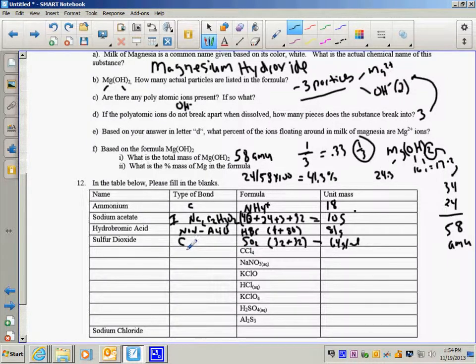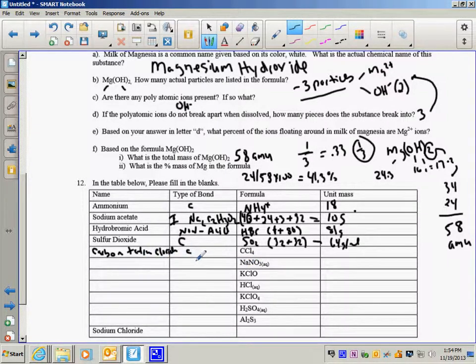This guy's name is covalent, and I'm going to just reverse it around a little bit here. Covalent, and it'd be carbon tetrachloride. I'm not going to continue to add up all the masses. That's something you can do on your own. Any questions, let me know. But in this case, I know this is covalent because of two nonmetals.